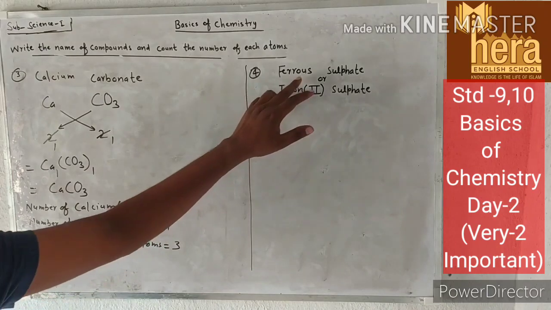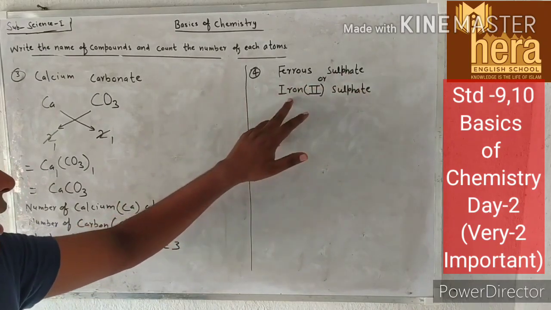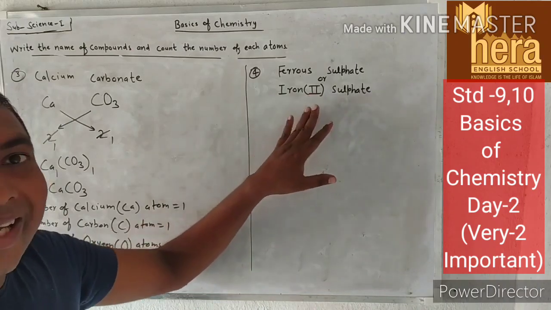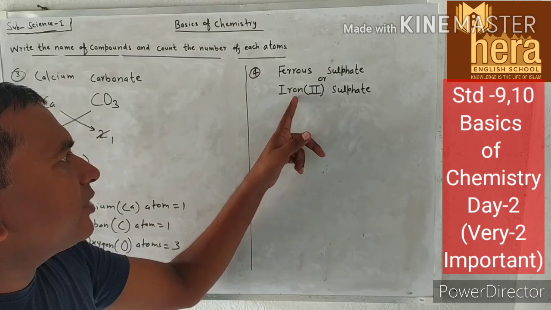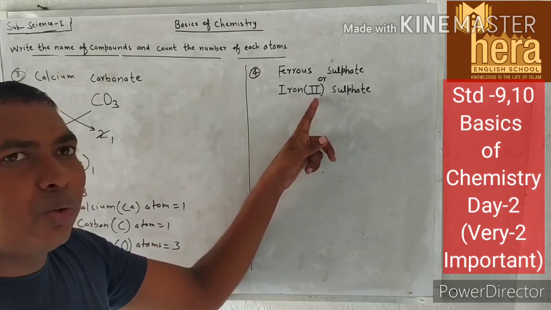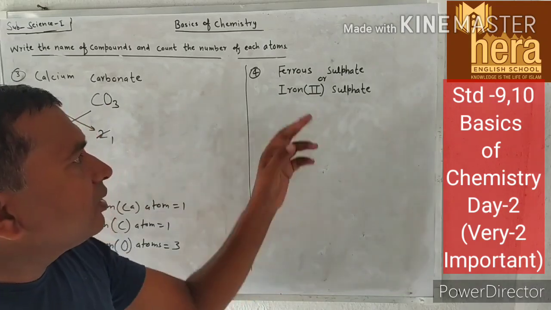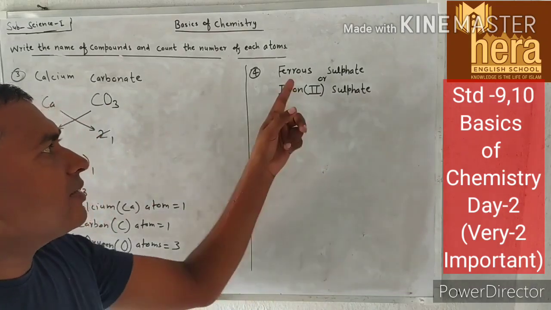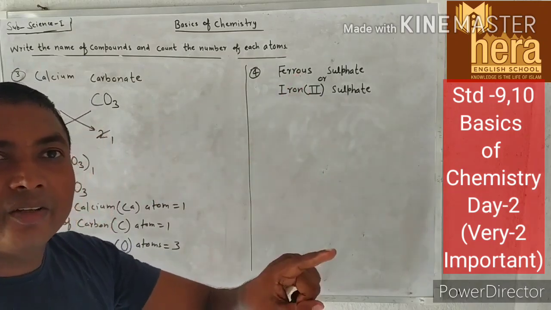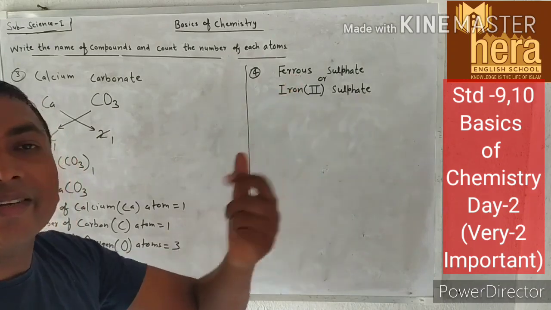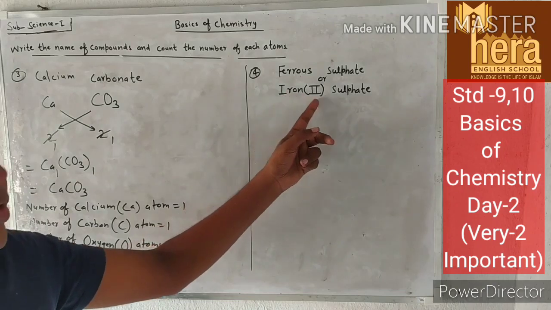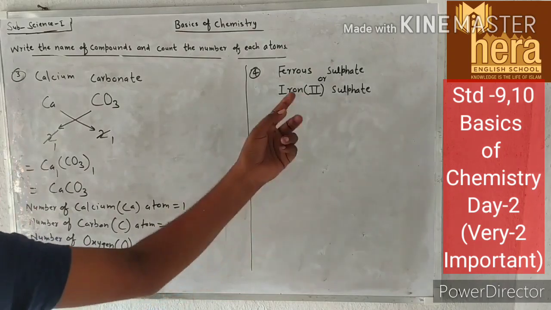Next example, ferrous sulfate or iron bracket 2 sulfate. Both are same. In your textbook, you will find this one, iron 2 sulfate. 2 indicates valency 2 because iron has 2 valency. For ferrous, valency is 2. For ferric, valency will be 3. So this is ferrous. It means its valency will be 2, or iron 2. 2 indicates its valency. It means we are talking about ferrous.